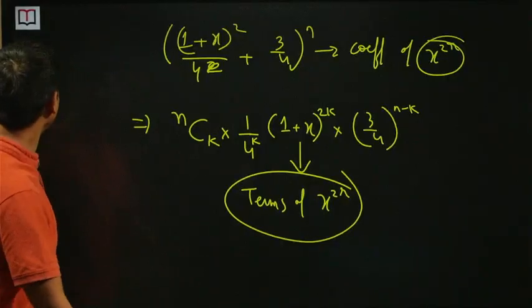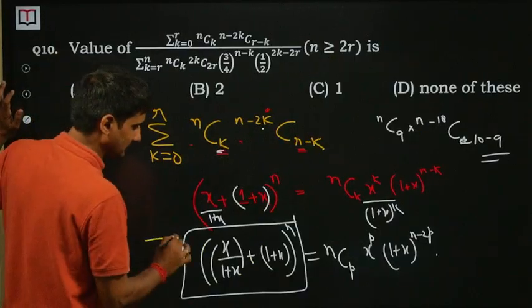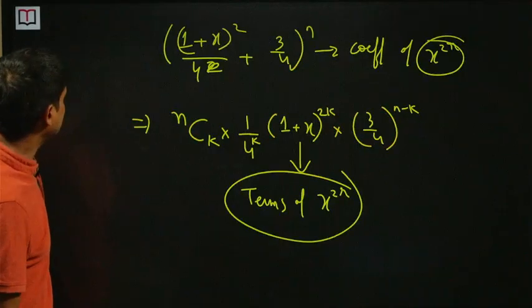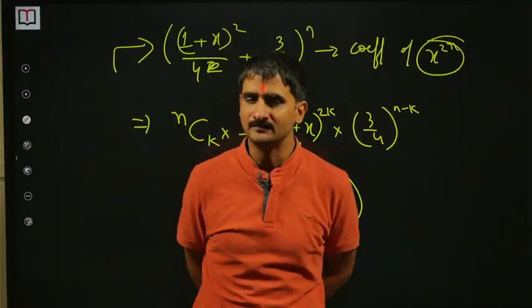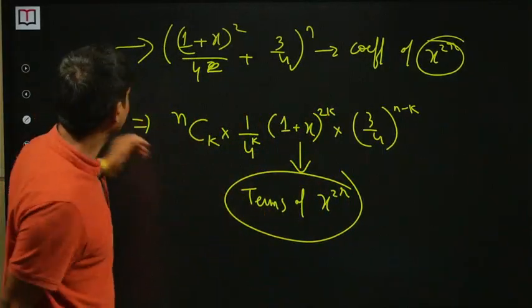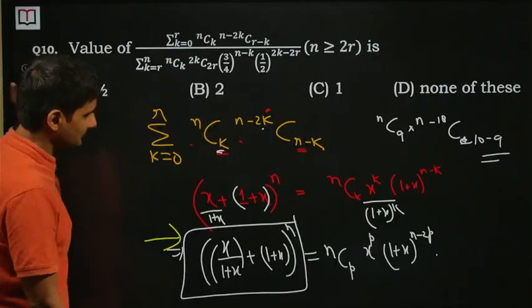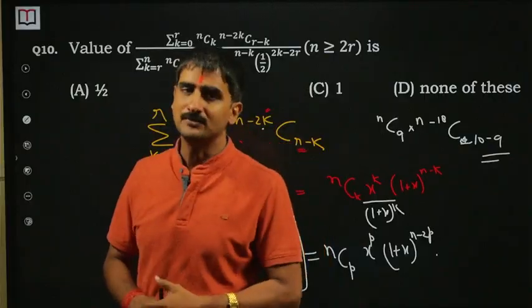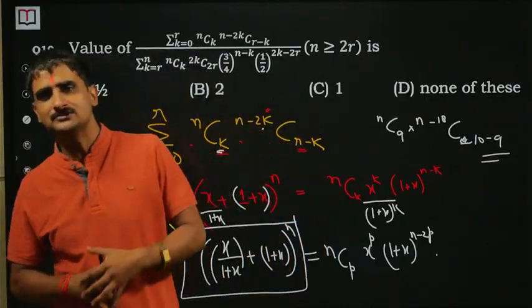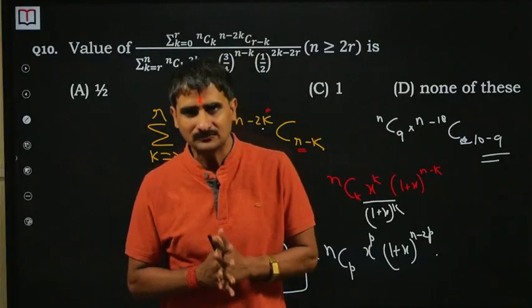So in the numerator we have to look for the coefficient of x raised to the power r here, and in the denominator we have to look for the coefficient of x raised to the power 2r here. Okay, so that's it. Now you should try to evaluate. So those were the 10 questions for binomial. Now the next one will be permutation and combination. So now keep trying, keep solving the questions.